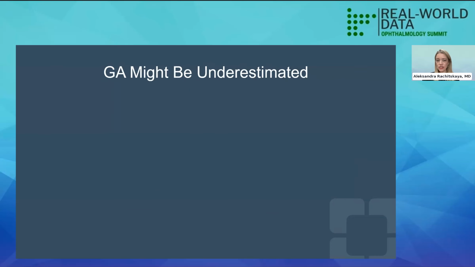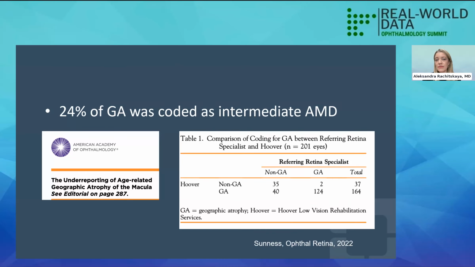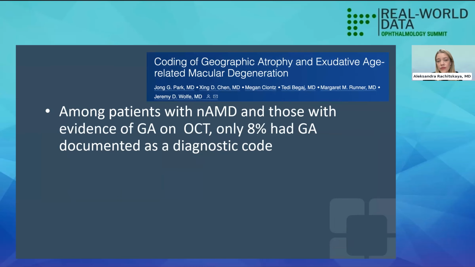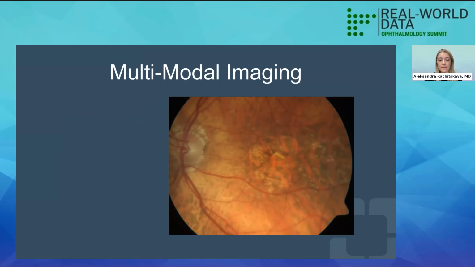So I believe that GA is probably underestimated, those numbers that I showed you. And there's some data to support that. This study by Senes et al. showed that referring retina specialists, in 24% of patients who had GA, actually coded these patients as having intermediate AMD. Moreover, if we look at our patients who have exudative age-related macular degeneration and have evidence of GA on OCT, only 8% of those patients were coded as having geographic atrophy along with their neovascular AMD.